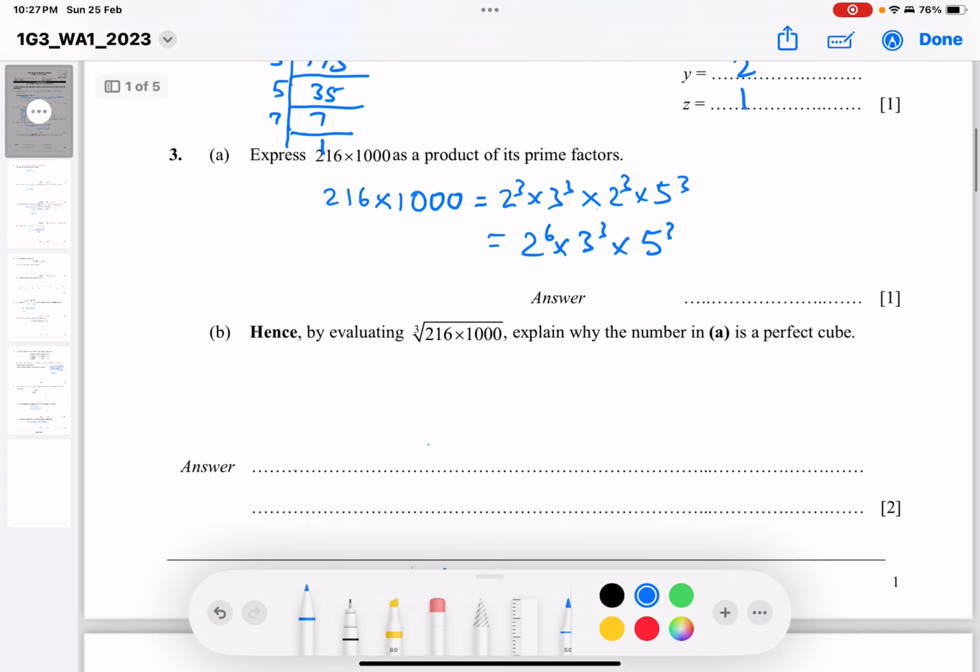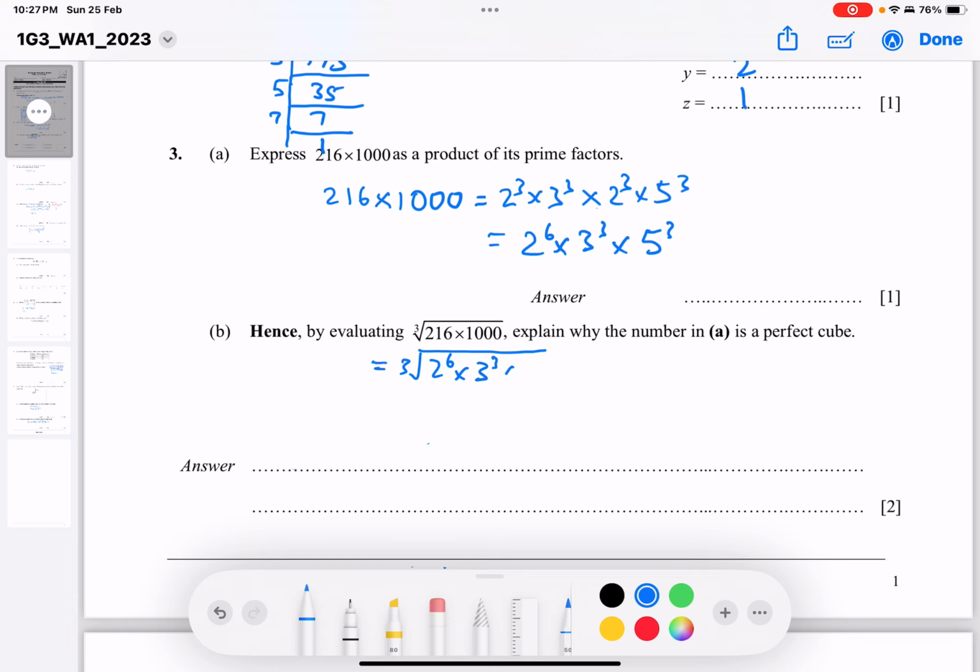Now we can use this result to evaluate the cube root by writing in index form. We have 2 to the power of 6 multiplied by 3 to the power of 3 multiplied by 5 to the power of 3. When we take the cube root, we divide all the powers by 3. So we have 2 squared times 3 times 5, which gives us 60.